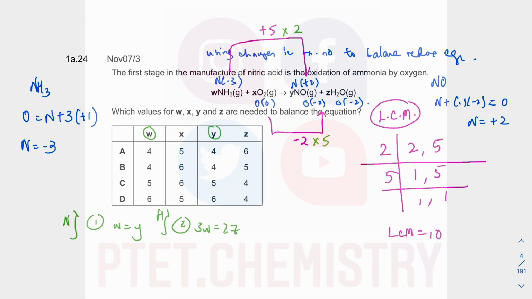So let's just check it. 3 times W is 12. 2 times 6 is 12. So that one is fine. 3 times 4 is 12. 5 times 2 is 10. So I can cross out B. 5 times 3 is 15. 4 times 2 is 8. I can cross out C.